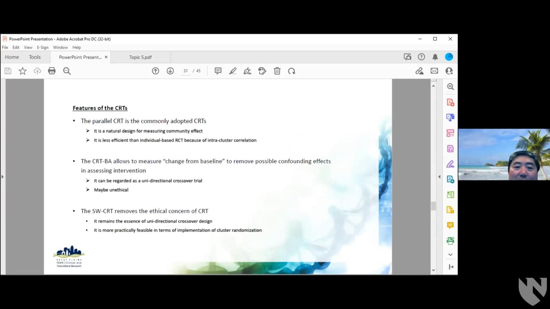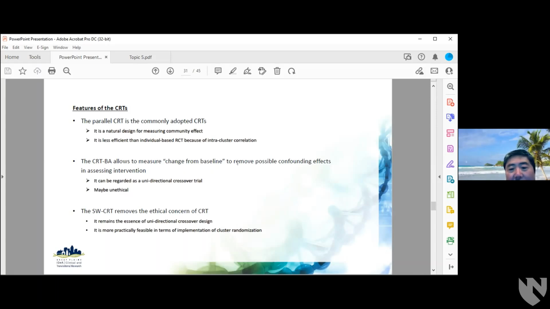The simplest CRT is a parallel CRT. It's a very natural design for measuring community effects. Obviously, it's going to be less efficient than the individual-based RCT because of the intra-cluster correlation. Definitely, individual randomization will be more efficient, which means you need fewer patients involved than cluster randomization to achieve the same power to detect the effect.